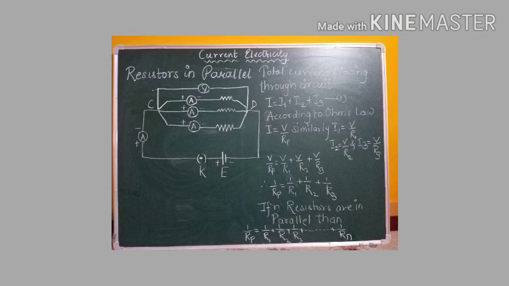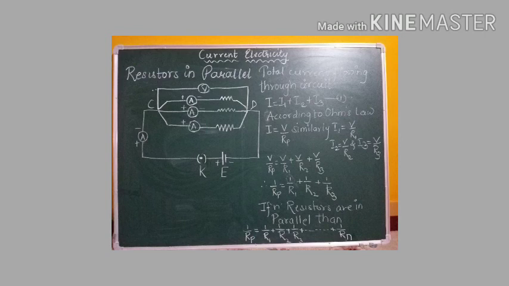Now here again the figure shows R1, R2 and R3, the three resistors. They are connected in parallel between the points C and D, where V is the potential difference between C and D. Now here I1, I2 and I3 are the currents flowing through the resistors R1, R2 and R3 respectively. Then we are going to calculate the total current flowing through the circuit. That is, I is equal to I1 plus I2 plus I3.